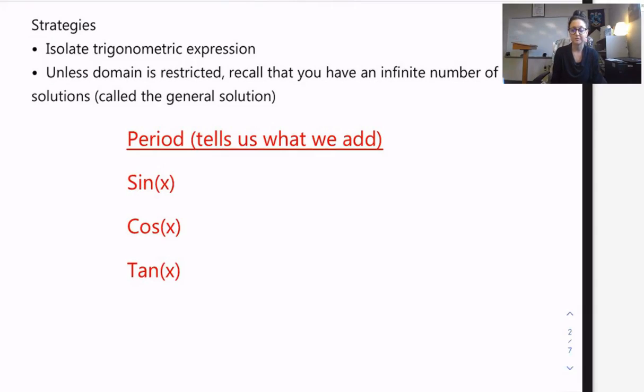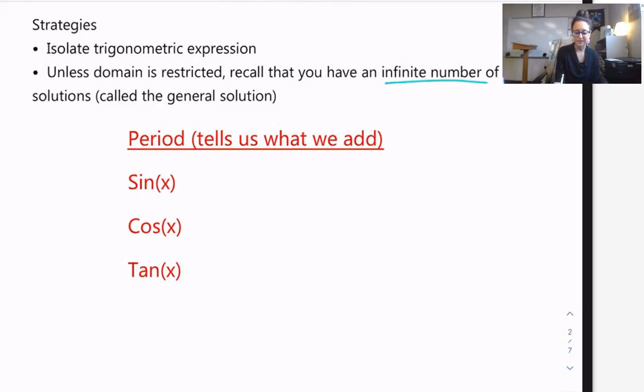So again, our first thing we need to do is go ahead and isolate the trig expression, just like we did last time. But then what you'll notice for many of the questions today is that your domain is not going to be restricted from, say, 0 to 2 pi. You're just trying to find what's called the general solution. And remember, in that case, you're going to have an infinite number of solutions, right? Because, for example, there's an infinite number of times that sine of x is equal to 1/2.